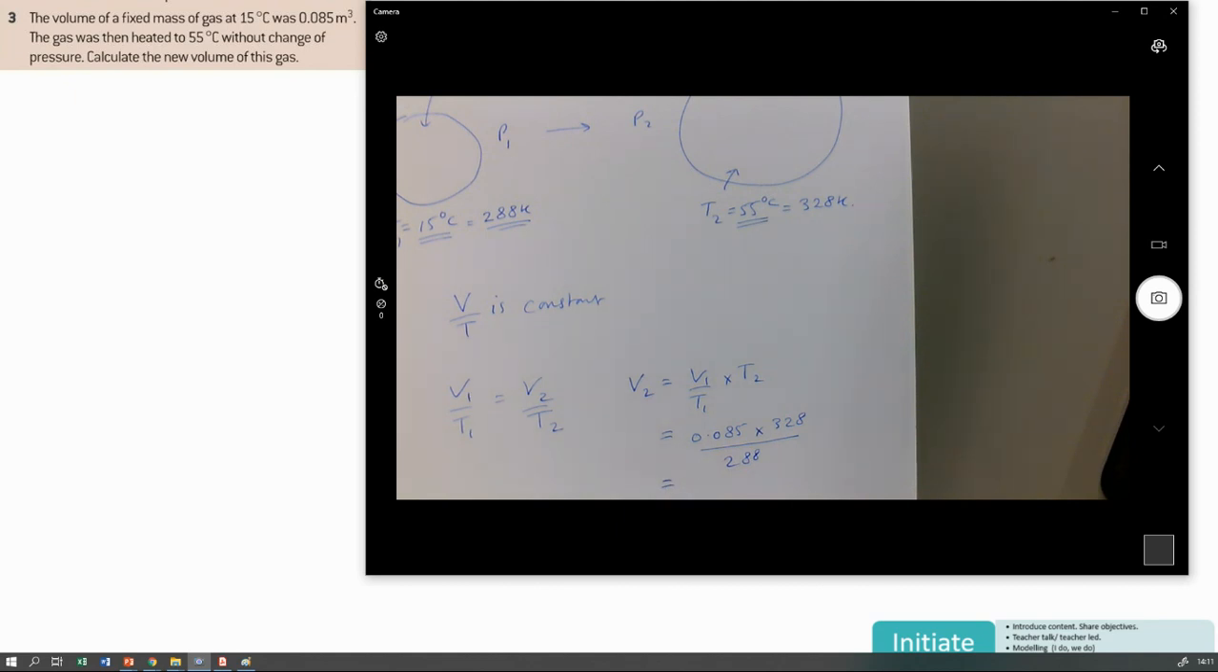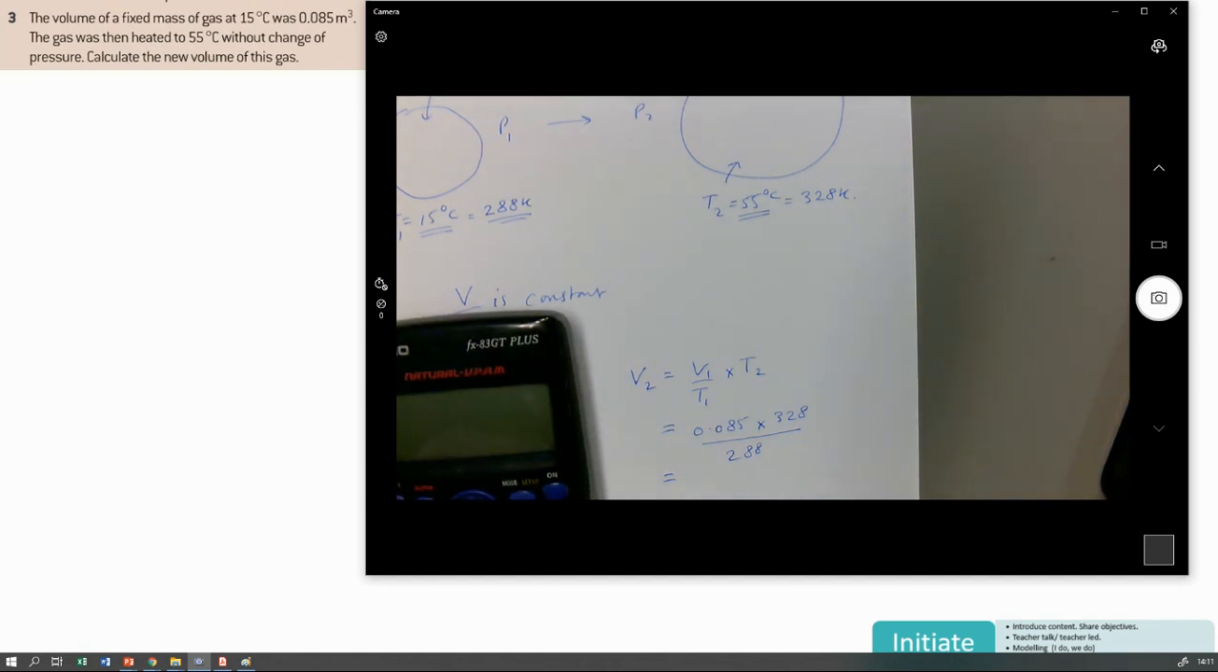I reckon we've got a solution there. Let's get out the calculator. 0.085 times 328. Always press your equals button. Don't put your sums all on your calculator at once, it's a great way of making mistakes. So I've done the top row, that equals that. And then divide that answer by 288. That gives me an answer of 0.096897.